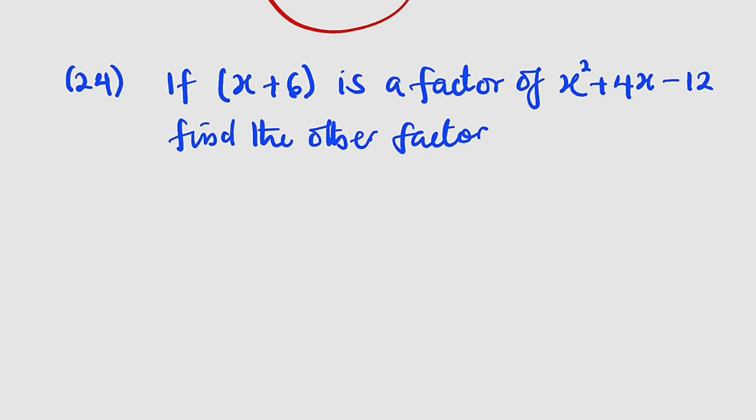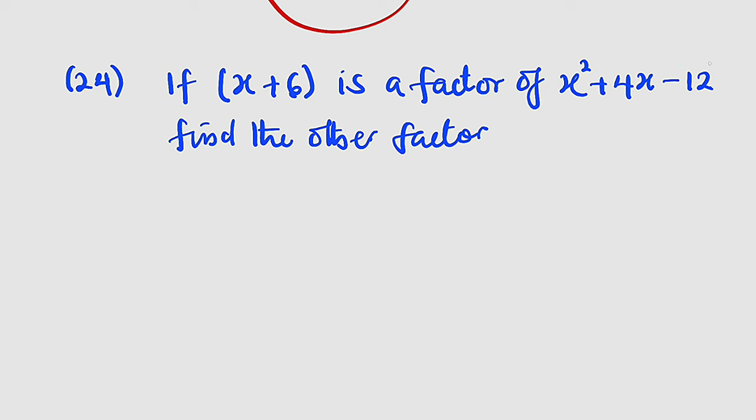Question number 24. If x plus 6 is a factor of x squared plus 4x minus 12, we are asked to find the other factor. Remember, I told you that these are objective questions. No one needs to see your solutions. And hence, if you have any other alternative that will make your work easier and faster, you can always apply that idea. So for me, I would like to factorize this directly because I know I am going to obtain this factor and the other one.